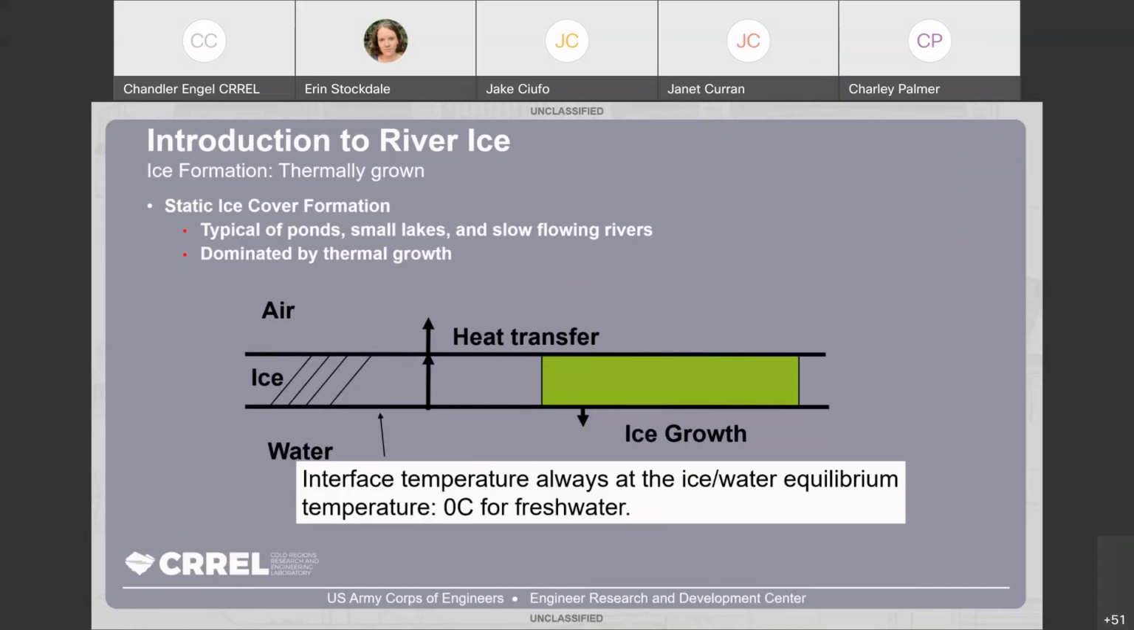So increasing ice thickness will slow this process down because you've got more of a thermal pathway to go through. Things like snow cover can also significantly affect this by creating a much longer thermal pathway. Snow's a really good insulator and can really slow down ice growth.